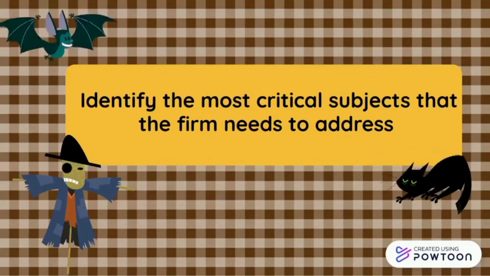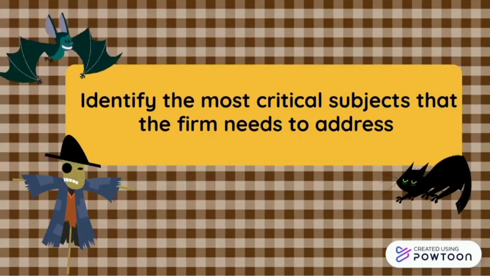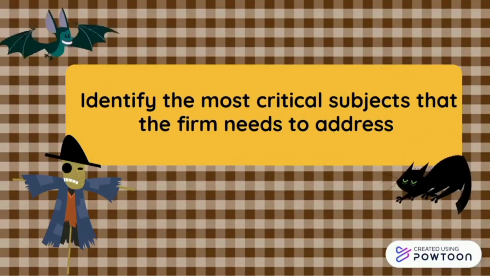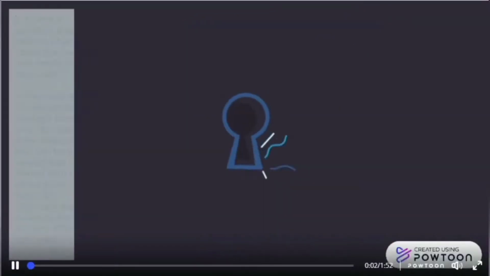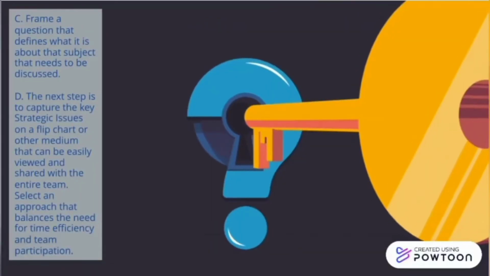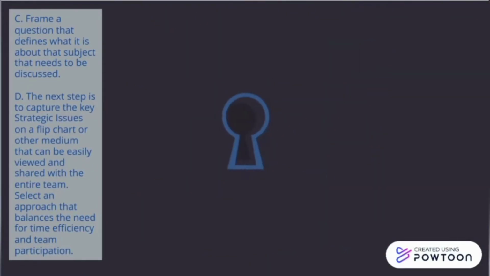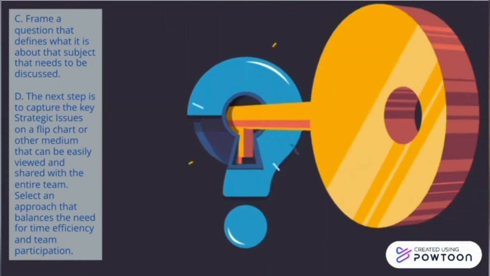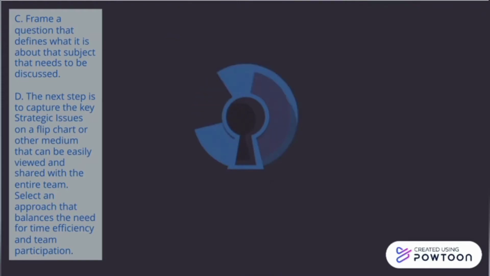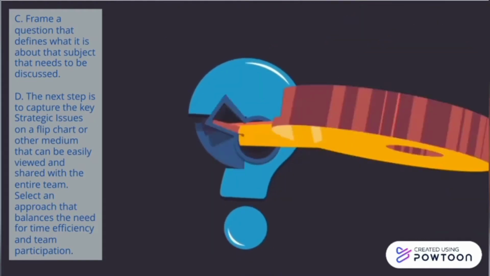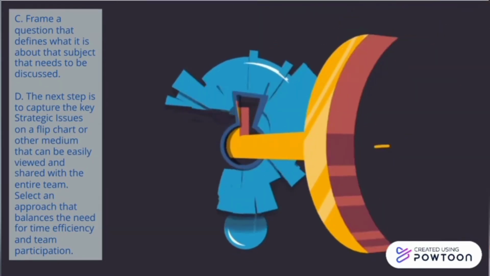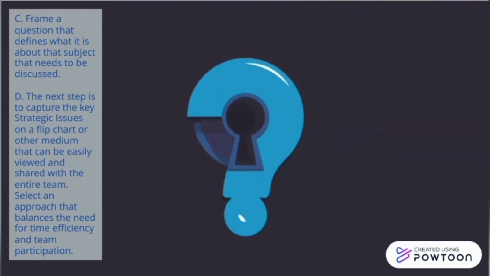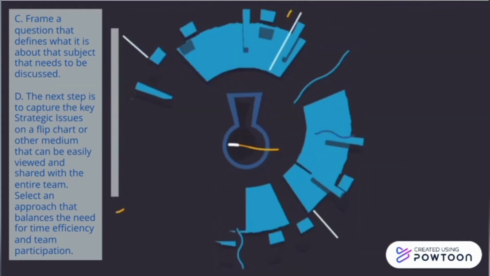Identify the most critical subjects that the firm needs to address. Frame a question that defines what it is about that subject that needs to be discussed. The next step is to capture the key strategic issues on a flip chart or other medium that can be easily viewed and shared with the entire team. Select an approach that balances the need for time efficiency and team participation.